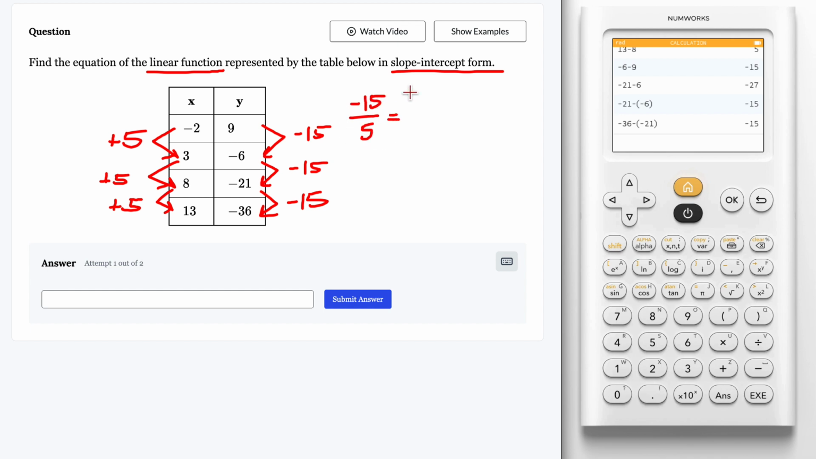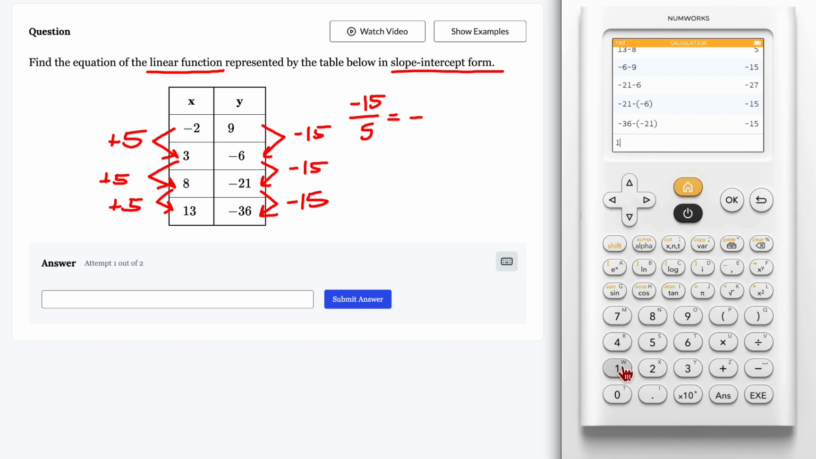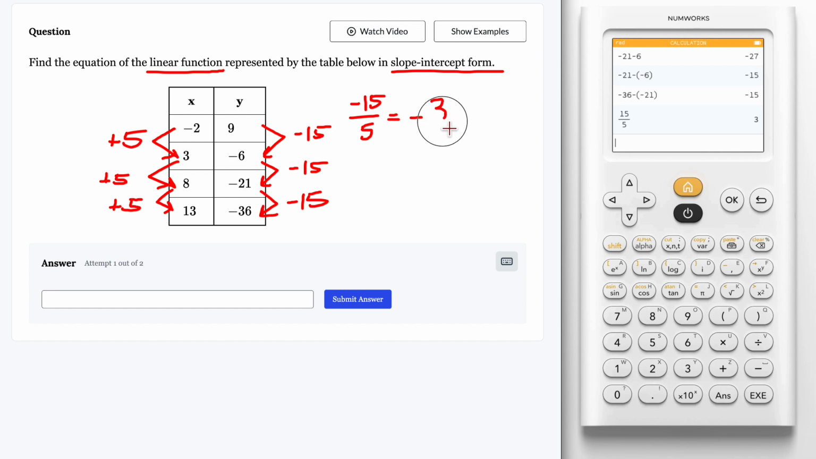Of course, I have to simplify this for my equation. So I have one negative in my ratio here, so my final ratio will be negative. And 15 divided by 5, well, that's going to be 3. We can see that by going 15 divided by 5 gives me 3. I know it's negative and it's 3. Okay, so this is my slope. All right, this is great.